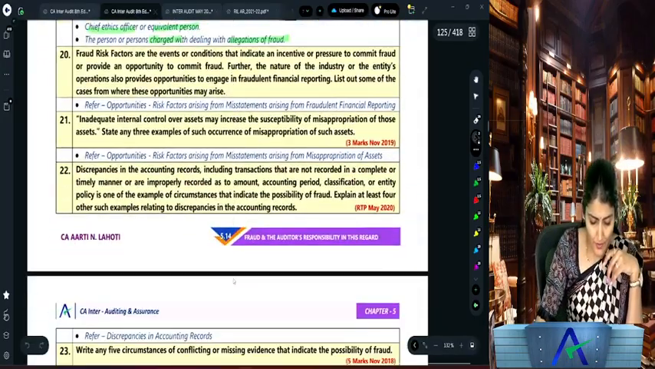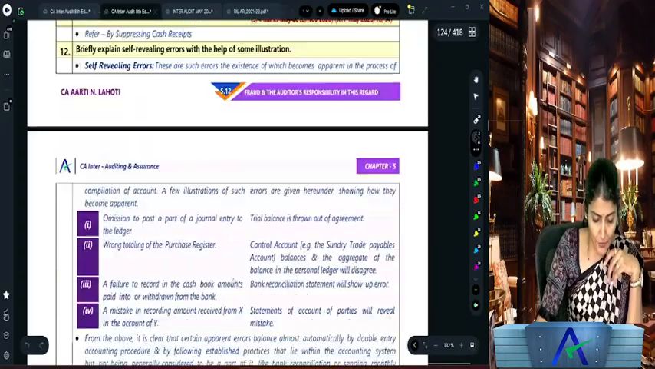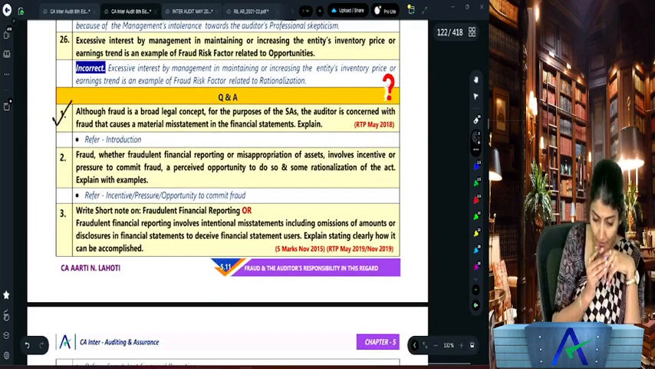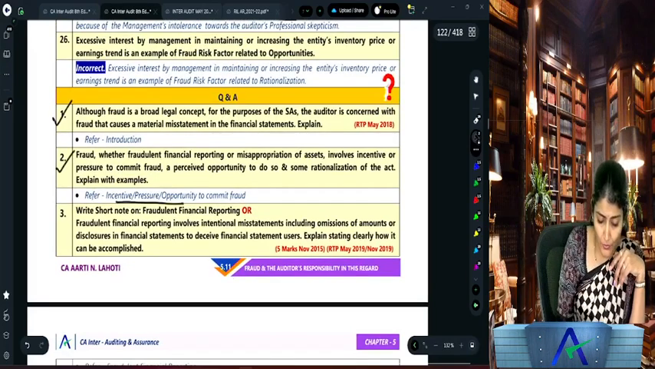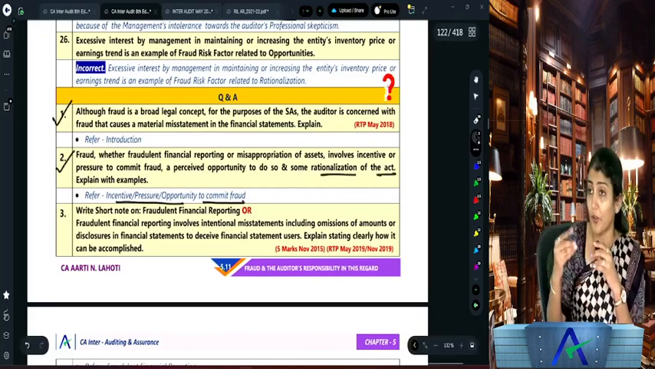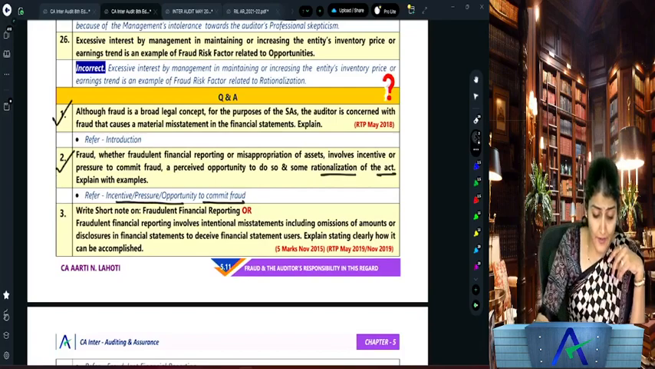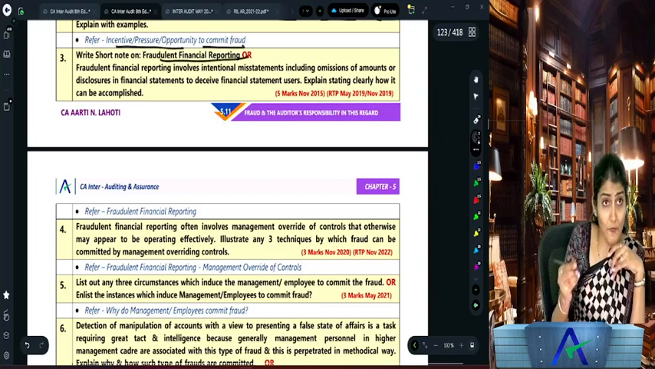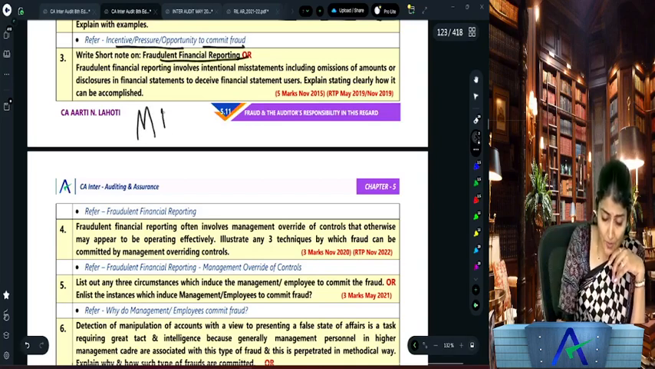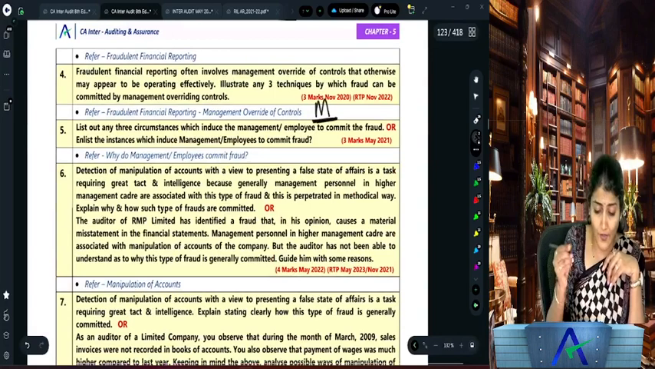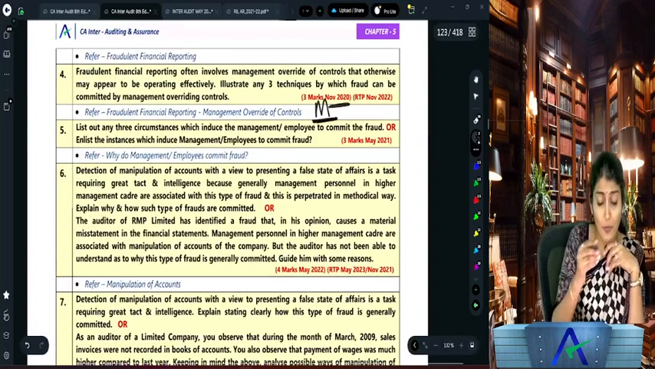So if I come to the question bank, we talk about, one, the definition of fraud. Then after that, the IPO, you know IPO? Incentive, pressure, opportunity, or rationalizing the act of committing a fraud, right? Then write a short note on FFR. What is FFR? Fraudulent financial reporting: manipulation, misrepresentation, and the misapplication. And then the next M is management override of the controls, right? Is it asked as a retail question in your exams?